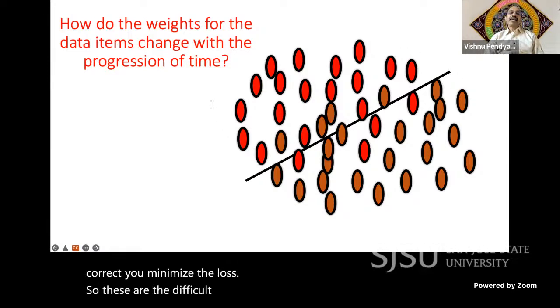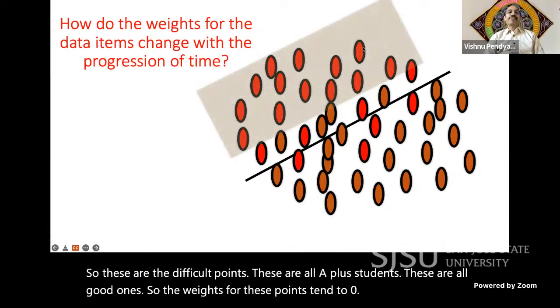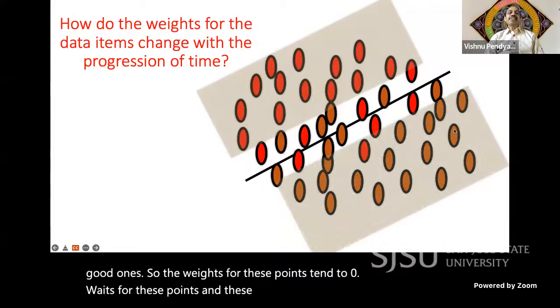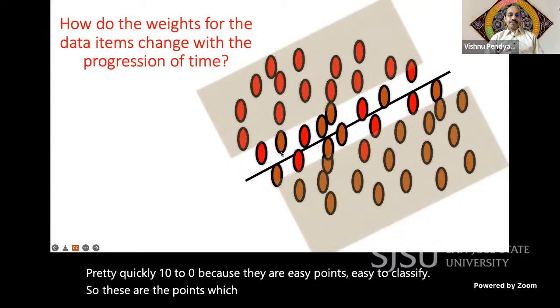These are all the A+ students. These are all good ones. So the weights for these points tend to 0. The weights for these points and these points pretty quickly tend to 0 because they're easy points, easy to classify. So these are the points which will continue to have a higher weight.